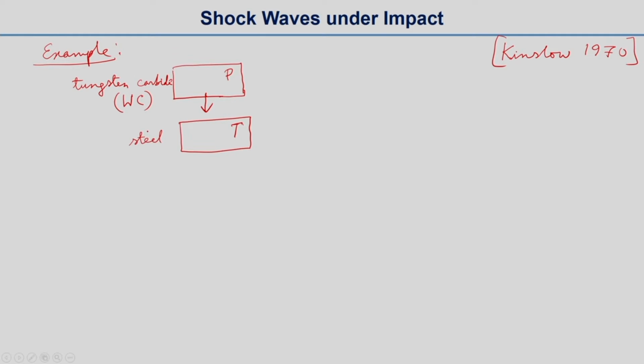Let us assume that the velocity will be 1200 meters per second, and that is the speed at which the projectile will impact on the target. So, what we need to calculate? We need to calculate the pressure generated in the target and projectile.